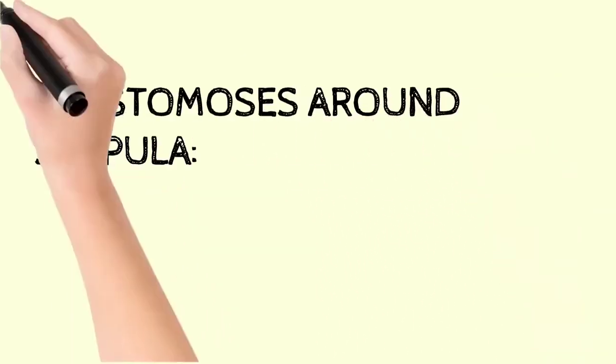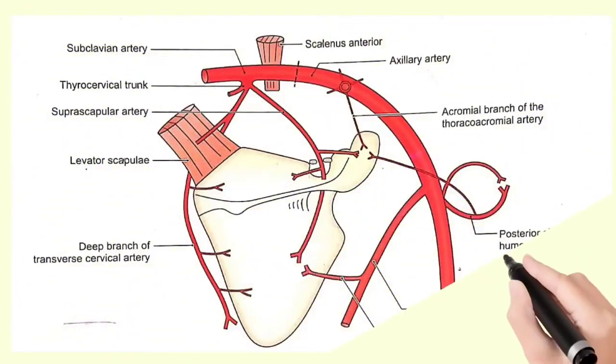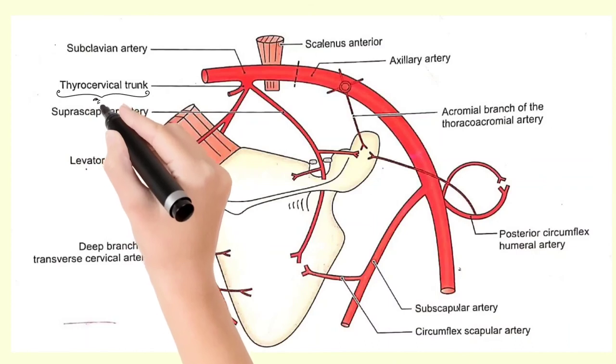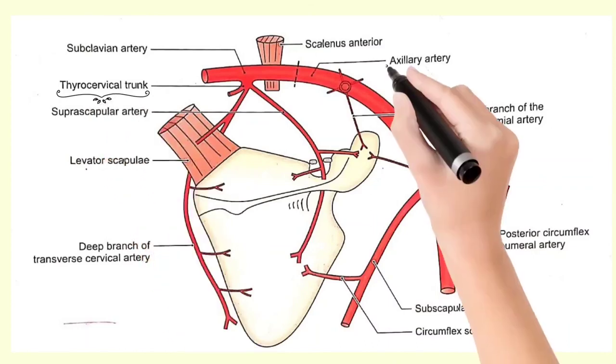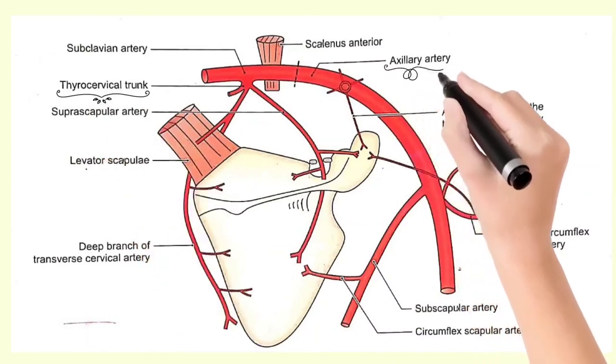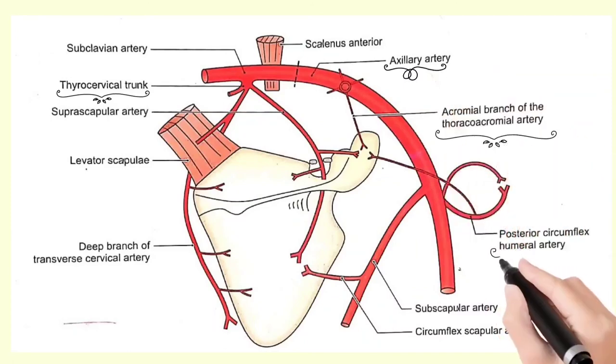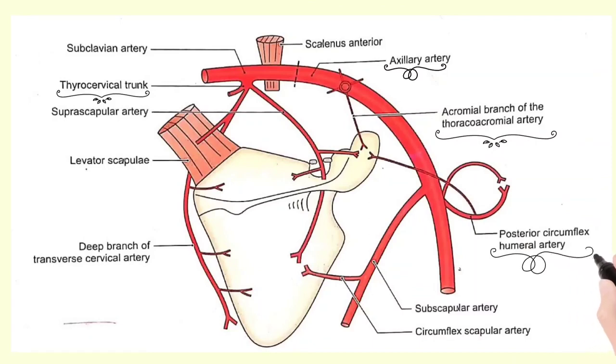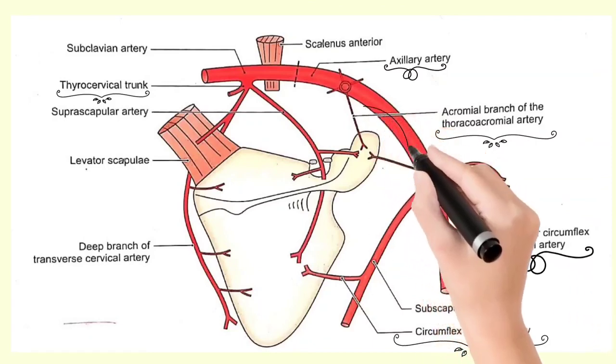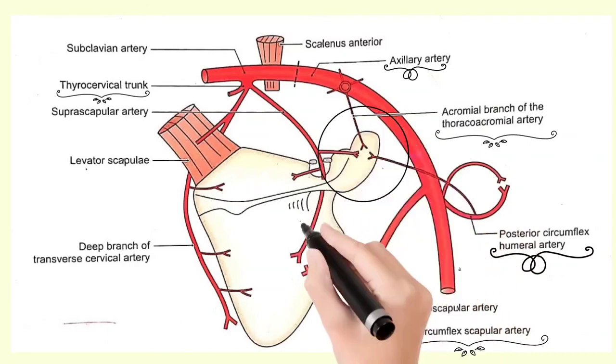So, anastomosis around the scapula. Around the scapula, the thyrocervical trunk and the axillary artery form an anastomosis. The suprascapular artery of the thyrocervical trunk forms an anastomosis with the acromial branch of the thoracoacromial artery and the posterior circumflex humeral artery. And the circumflex scapular artery forms an anastomosis with the suprascapular artery.